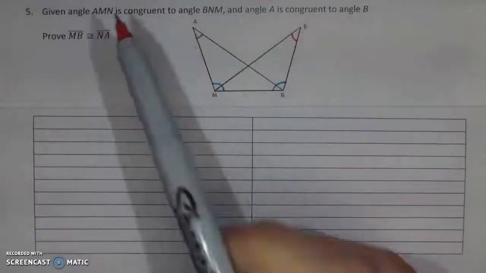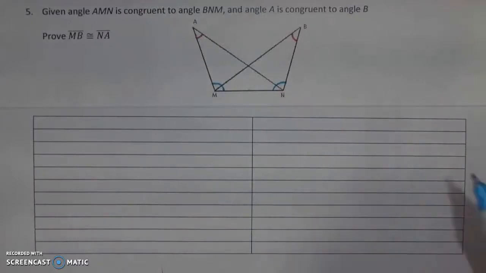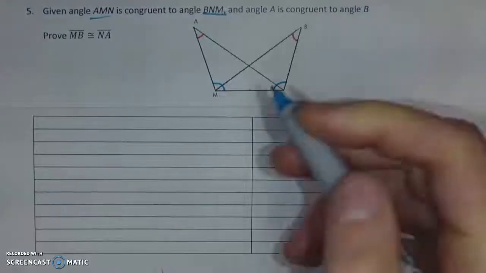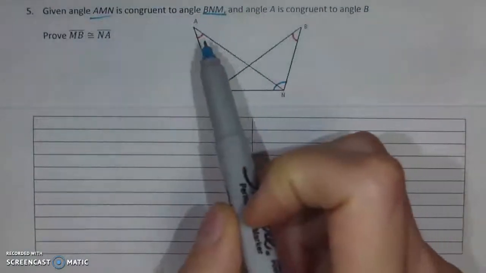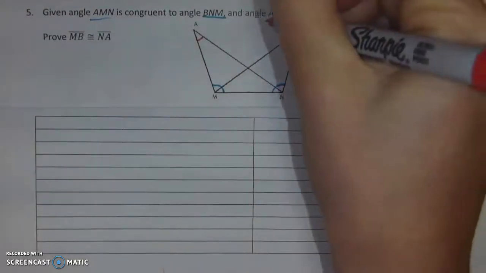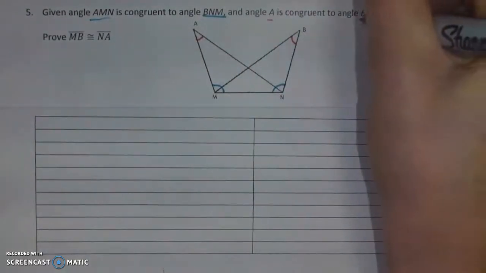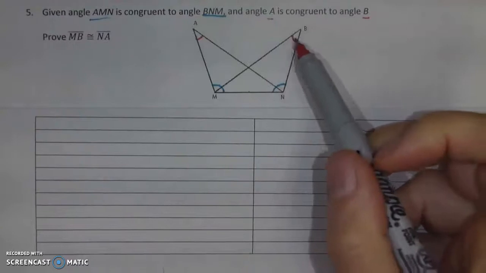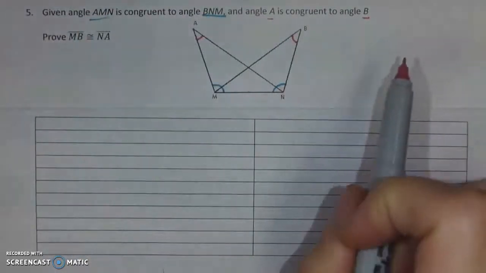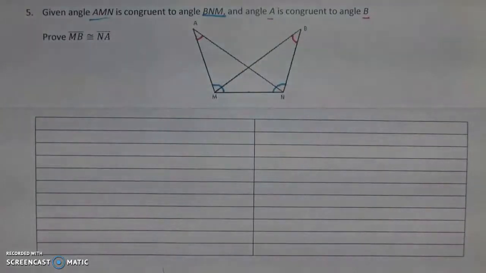So first off, I found that angle AMN is congruent to BNM, and I drew that in already in blue, making sure to mark which givens I'm doing. Next, angle A is congruent to angle B, and I marked that in red. So now I have two angles, and I'm out of my normal givens, and I still don't have enough information.